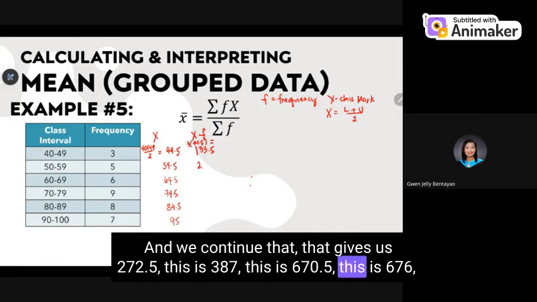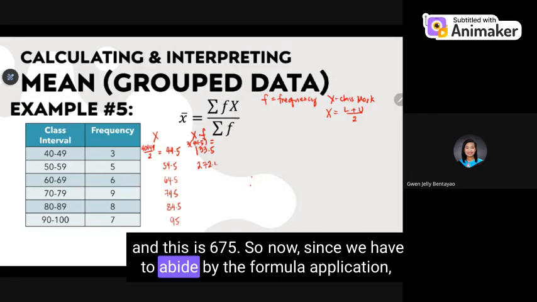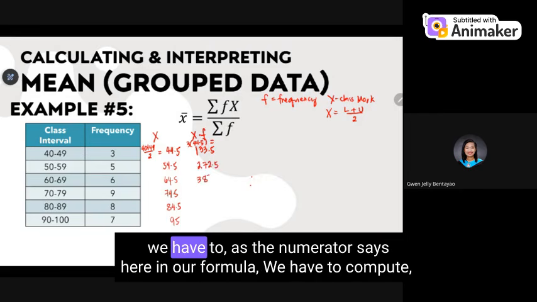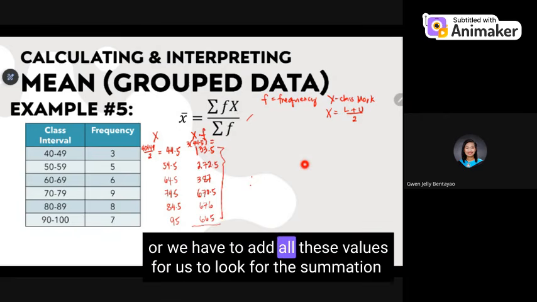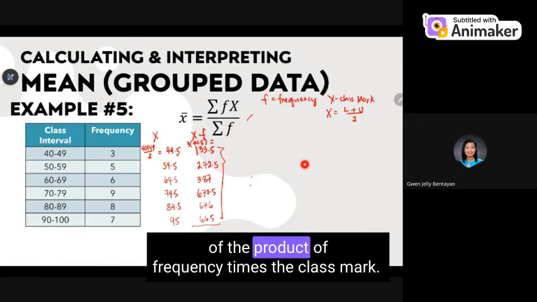That gives us 2,072.5. This is 387. This is 670.5. This is 676. And this is 665. So now, since we have to abide with the formula application, as the numerator says here in our formula, we have to add all these values for us to look for the summation of the product of frequency times the class mark.